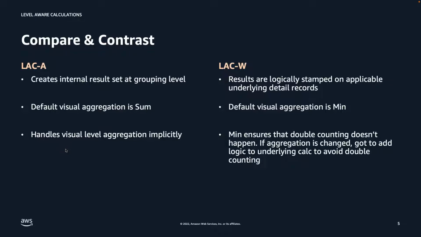For a LAC-W function, I had mentioned earlier that the results are stamped back onto the underlying detail records. So the min aggregate function ensures that double counting doesn't happen. But if you were to change that aggregation, you have to ensure that you handle any potential double counting. You avoid that by changing the logic in the underlying calculation. A LAC-A function is meant to be used as a measure, whereas a LAC-W function can be used as both a measure as well as a dimension.